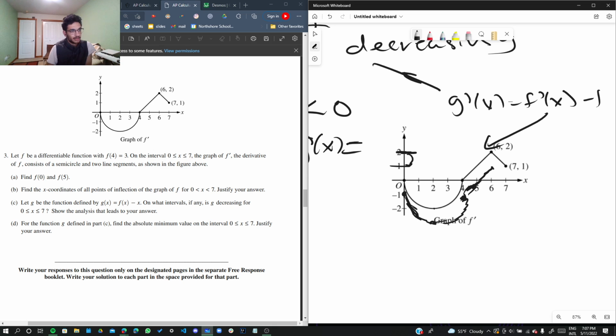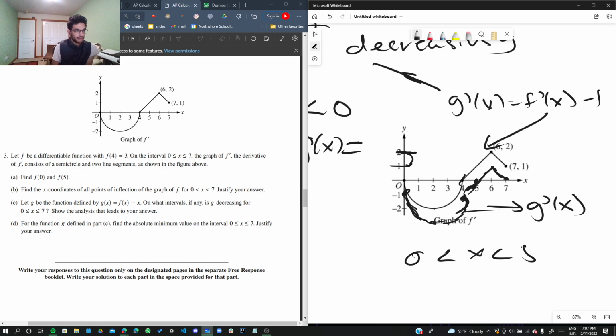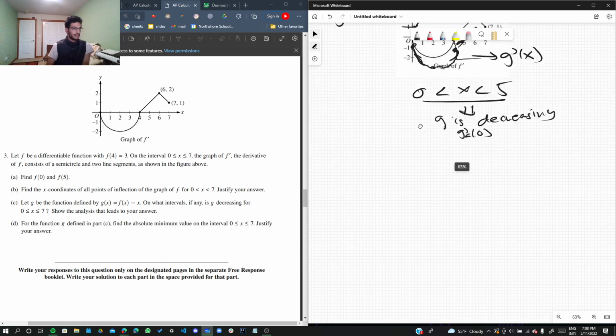You don't need to draw it perfectly, but right here, now we see this is g prime, and g prime is just f prime, which is the one above, subtracted by 1. So g prime is less than 0 starting from 0 and going all the way to 5, right? So 0 is less than x, which is less than 5. That's when g is decreasing, because g prime is less than 0. Awesome. Let's move on to D.